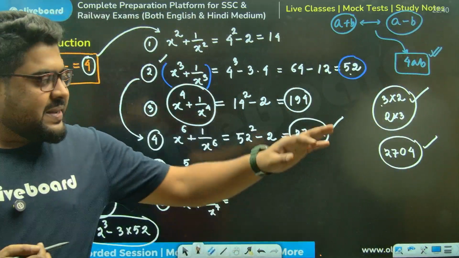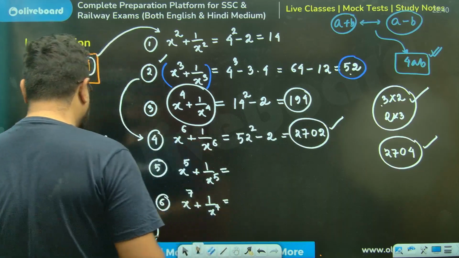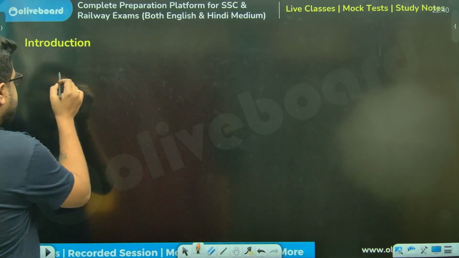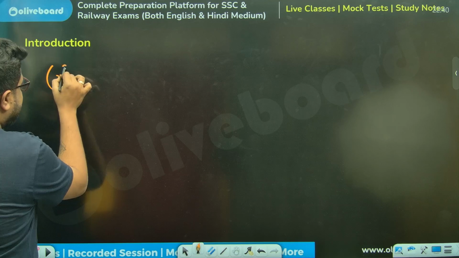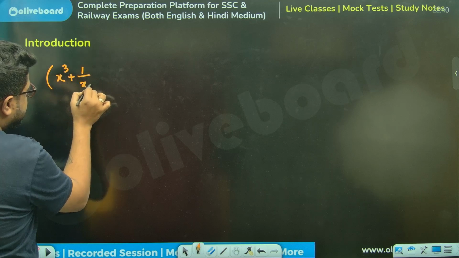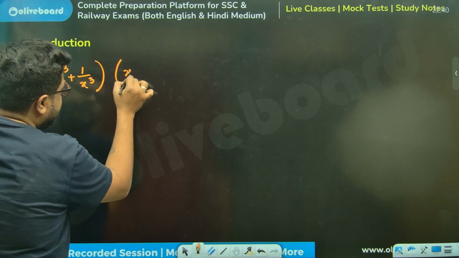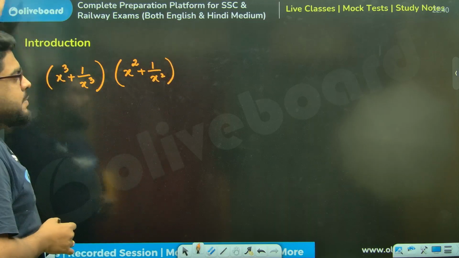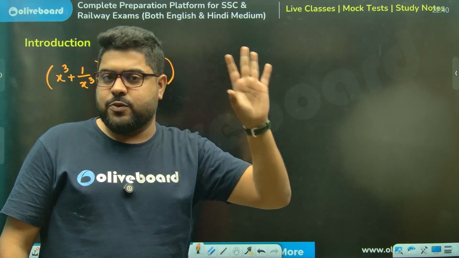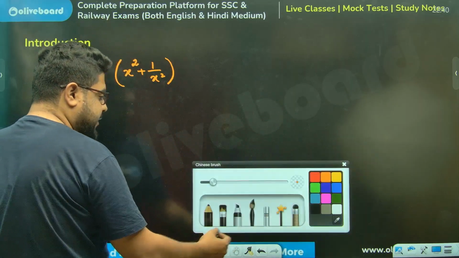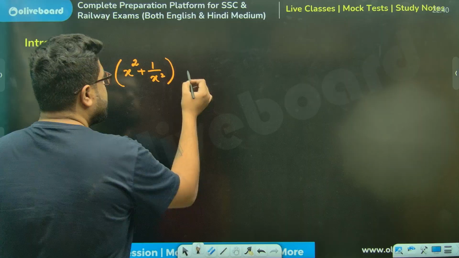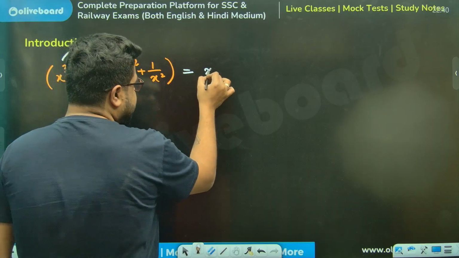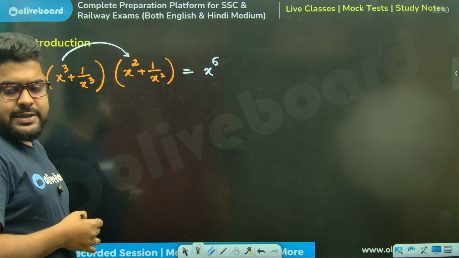Okay. Now, how to do that? For that, let me show you one thing, sir. Let us do one thing. Think, sir, if I take x cube plus 1 by x cube and multiply that with x square plus 1 by x square. Let's see now what happens. Because 3 plus 2 gives me 5, that much I know. That much idea we all have. So let's see, sir. So this and into this, 3 and 2, sir, it will become x to the power 5. A rule of indices.